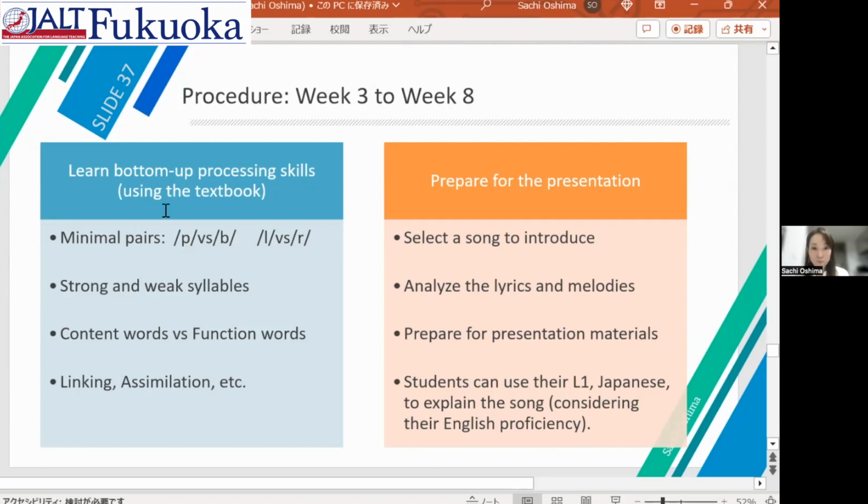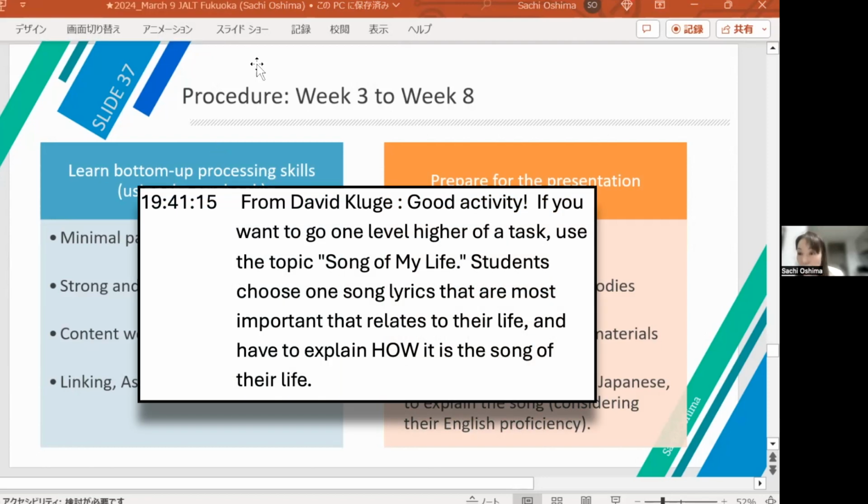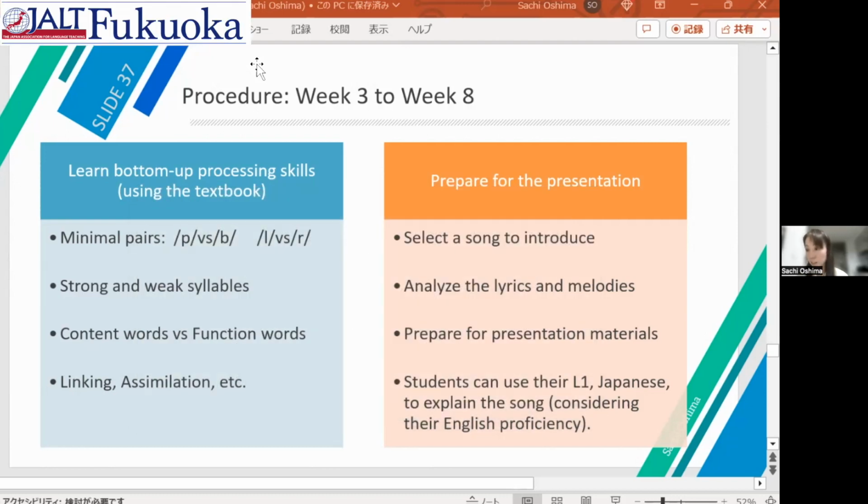Okay, thank you. Okay, thank you very much, chat. For the video viewers, I will read: Good activity. If you want to go one level higher in task, use the topic Song of My Life. Students choose one song whose lyrics are important and relate to their life, and have to explain how it is the song of their life. Oh, great. Thank you very much. I would like to introduce it.